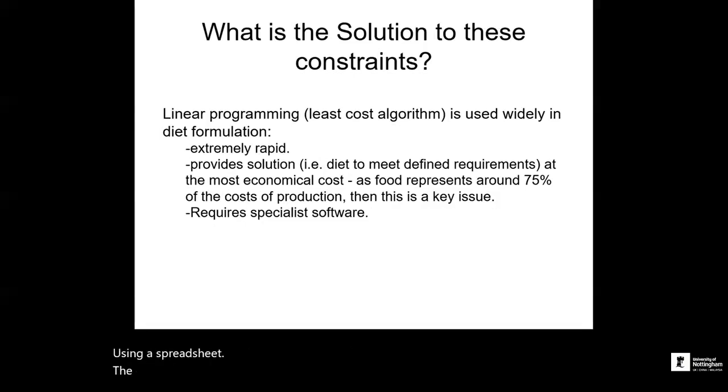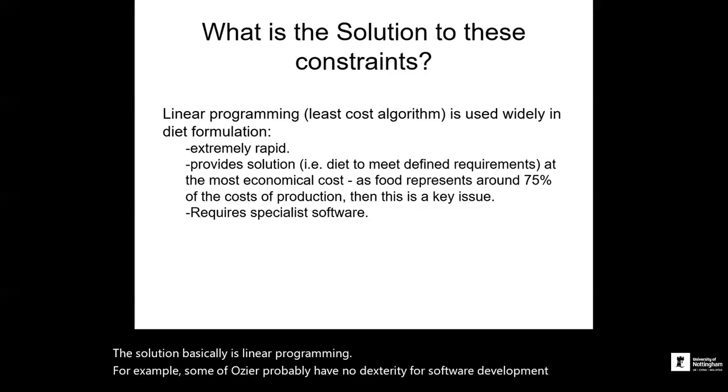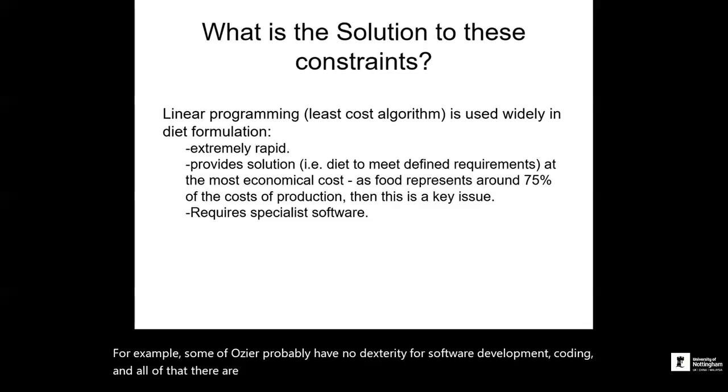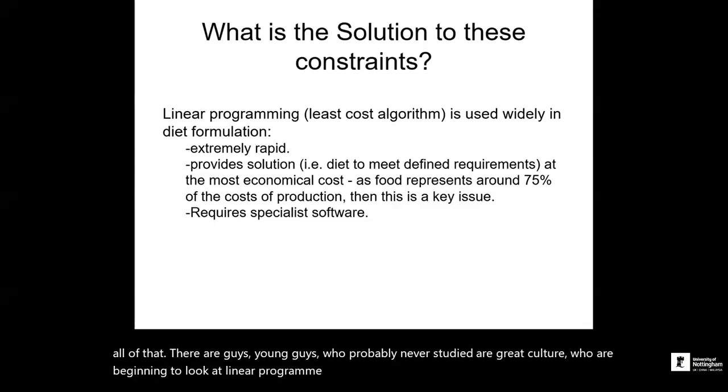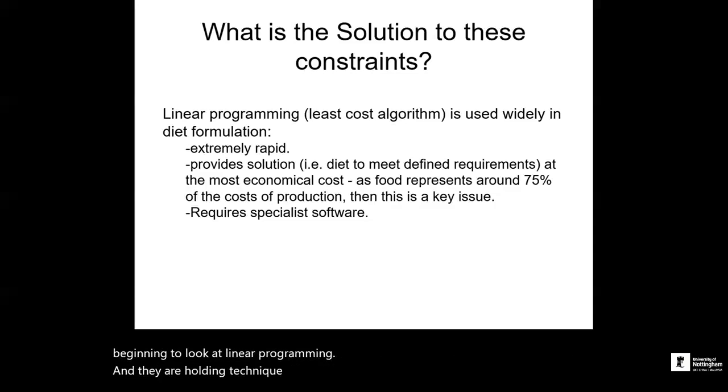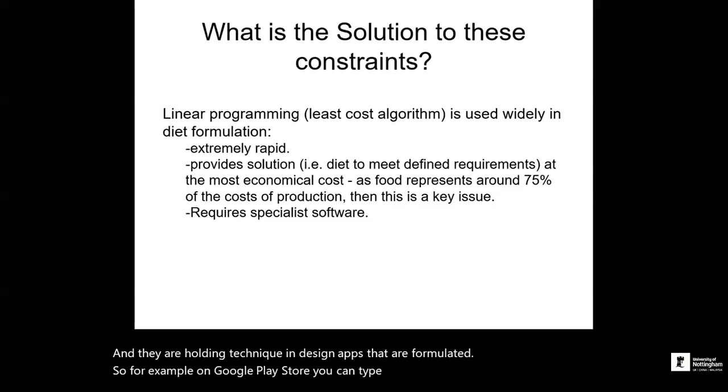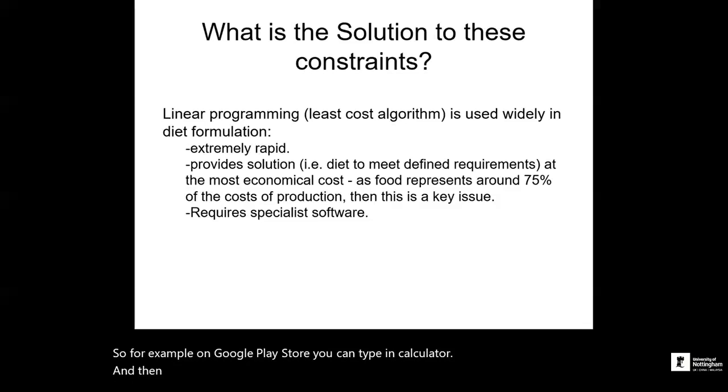The solution basically is linear programming. For example, some of us here probably have dexterity for software development, coding, and all of that. There are young guys who probably never studied agriculture, who are beginning to look at linear programming and coding techniques to design apps that can formulate feed. So for example, on Google Play Store, you can type feed calculator, and then you come across a particular app that you can use to formulate feed.